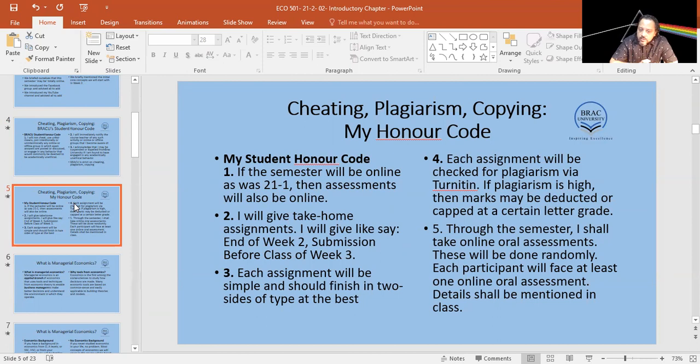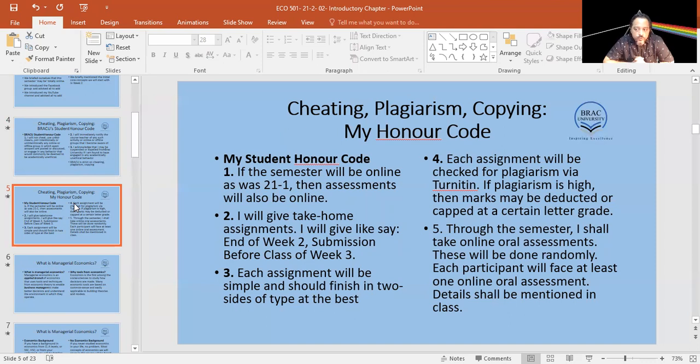Each assignment will be simple and should finish in 2 sides of type at the best. That means some of the assignments you may find you will type maximum 1 page. Some of them could be 2 pages maximum, but it will not be more than 2 pages.